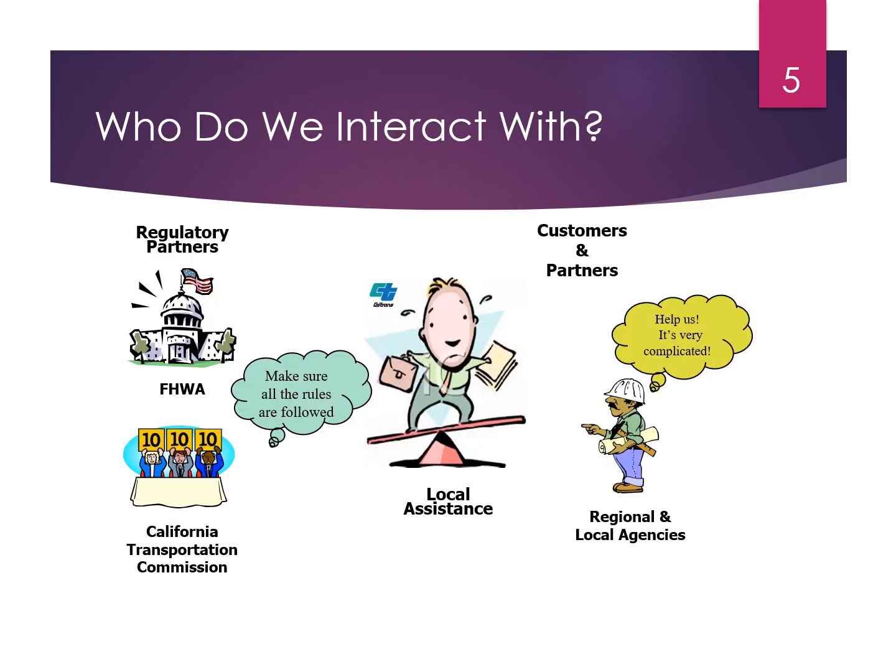For local assistance, our partners are many. Our regulatory partners include FHWA and the California Transportation Commission at a high level to secure funding. We interact with the regional transportation planning agencies, metropolitan planning organizations who program these funds. These include ICTC and SCAG in the Imperial Valley and SANDAG here in San Diego.